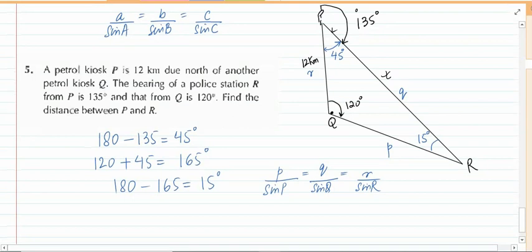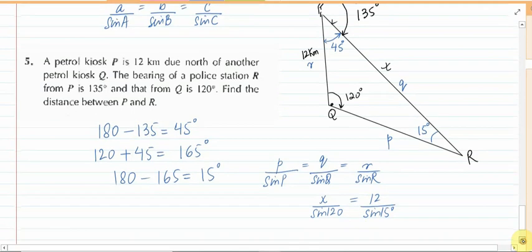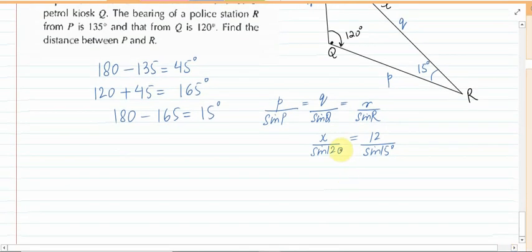At first we need to pick 120 and X, that means Q. So instead of Q I am going to write X, and instead of sine Q it will be sine 120. Now the next side I am going to pick is R. So R is 12, and angle R we found out is 15 degrees, right? Now it's an easy question.